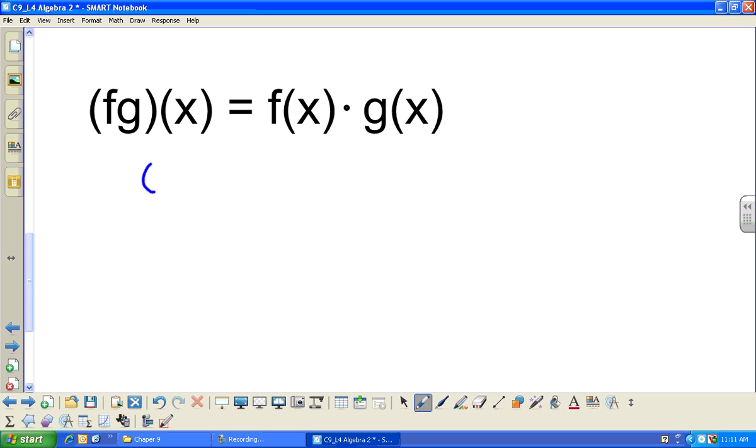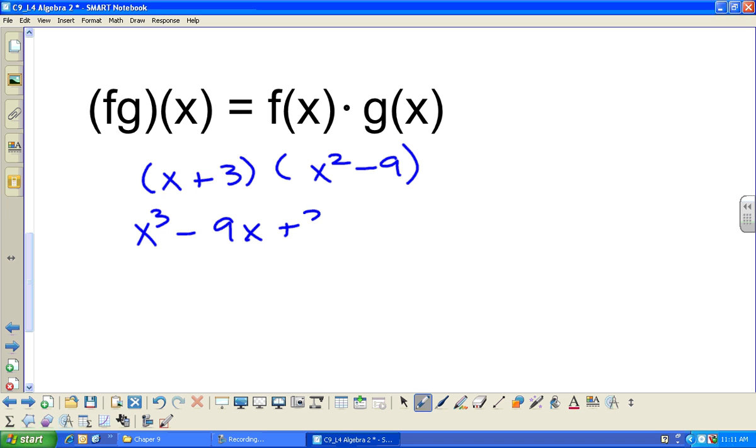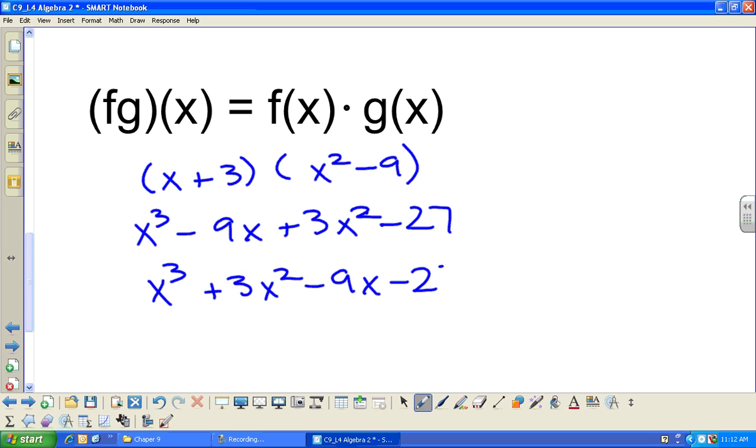I'll have the function of f times the function of g. I'll have my first, outside, inside, and last. Here I cannot combine any, there are no like terms, but you should still write your answer in standard form. So x cubed would be first, then plus 3x squared, then minus x minus 27.